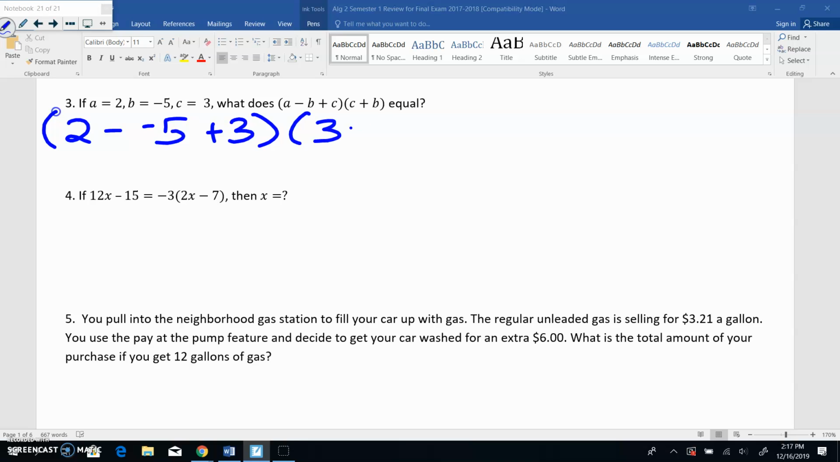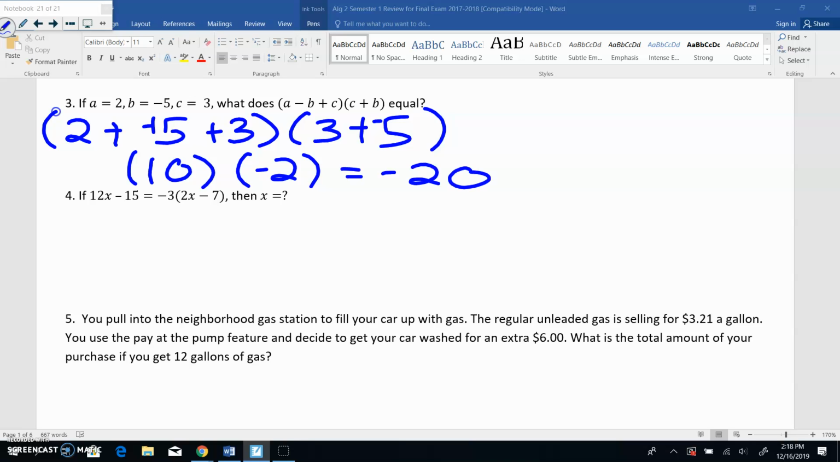So 3 minus. Okay? Alright, so as I'm doing this, it's pretty simple. Okay? Remember, minus a negative really means plus a positive for us. So 2 plus 5 plus 3 is 10. Okay? 3 plus a negative 5 is negative 2. So 10 times negative 2 is negative 20, and that would be my answer. Okay?